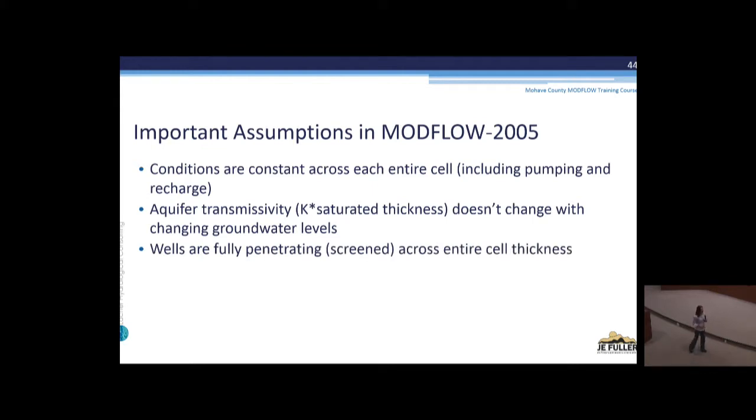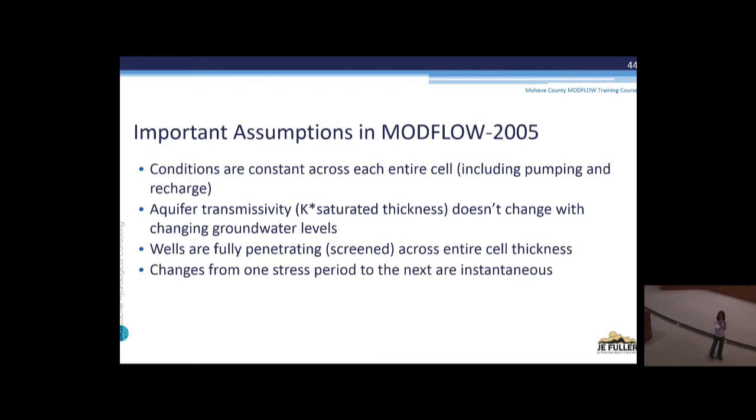Wells are fully penetrating across the entire cell thickness. So even though your modeler may say, okay, I'm putting in the screen interval for every pumping well in your city, that screen interval simply tells the model which layer to put it in. But once it gets into a layer, it's screening effectively across the entire thickness of that layer. So it's important to understand that your layers need to represent the saturated thickness that most of your wells are producing from. It doesn't make sense to have a 1,000-foot layer and your wells are only producing from the top 200 feet. You need a separate layer to reflect that.